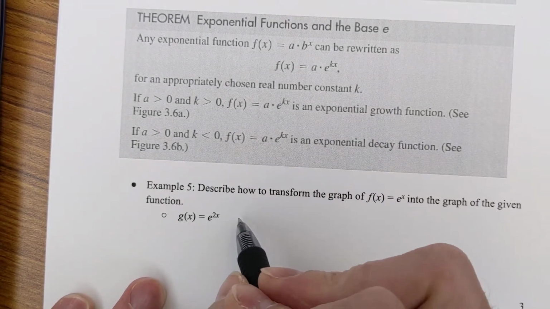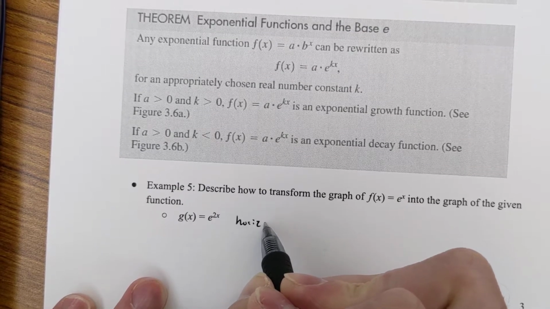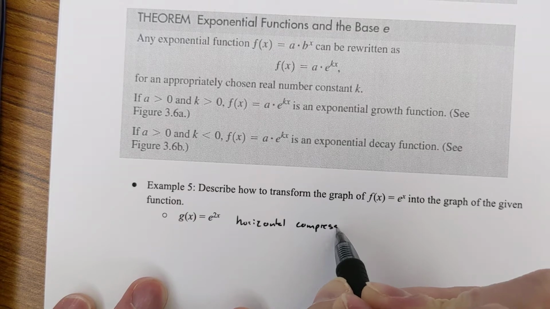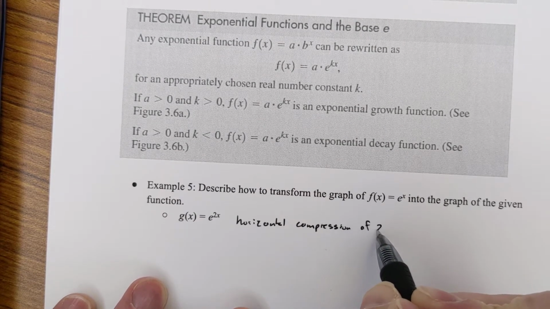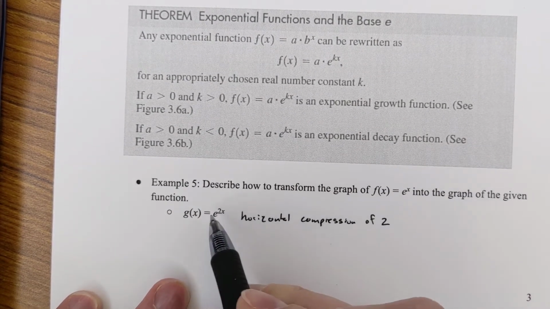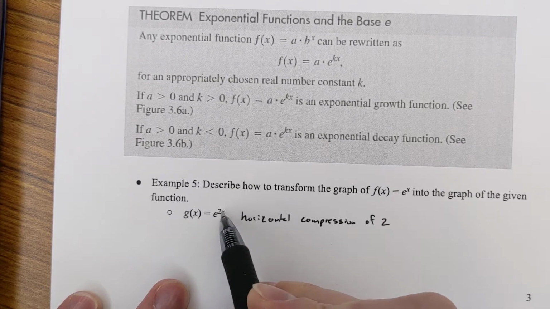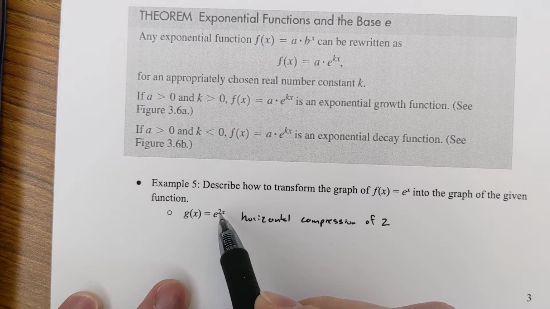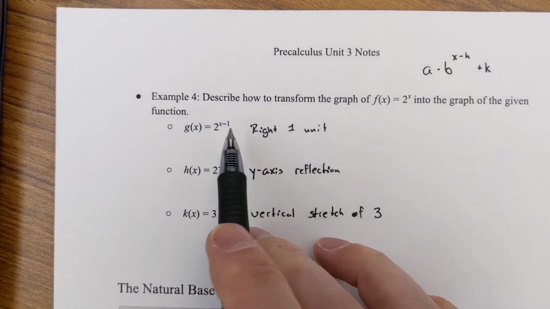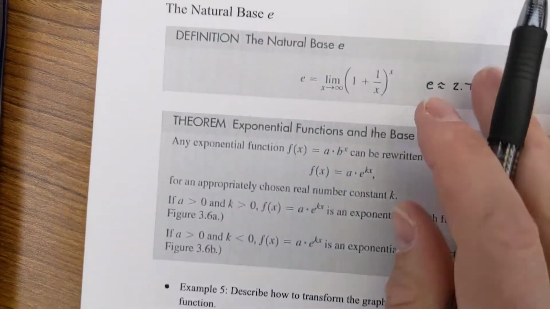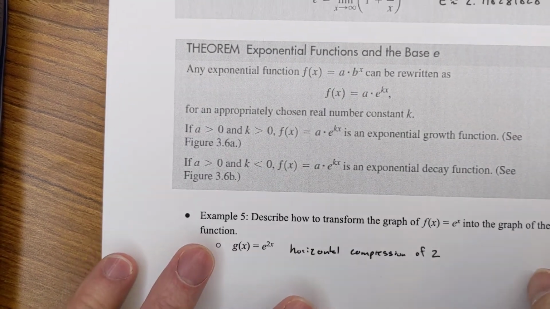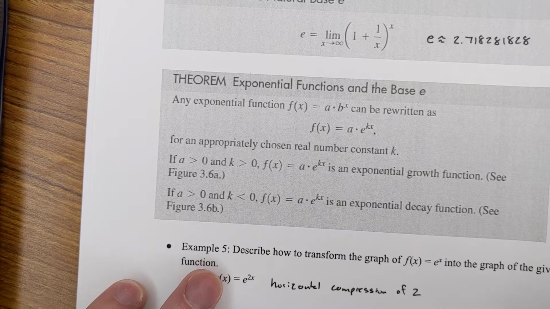So this is a horizontal compression of 2. Because remember, horizontal things always work backwards. If I put a 2 all the way up front, that's y. If you put something up to the x, that's horizontal. And it's always the opposite of what you would expect. So that's why this one was right 1. So this one you think you would multiply by 2 and make it wider, but you actually compress it and shrink it down. Let's see what the next page is.